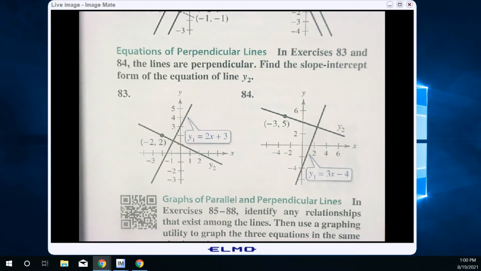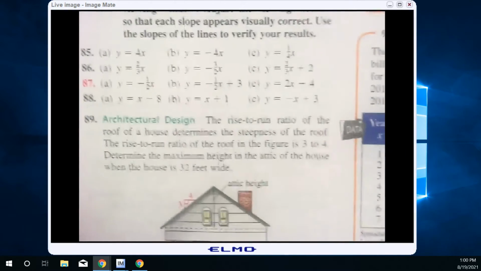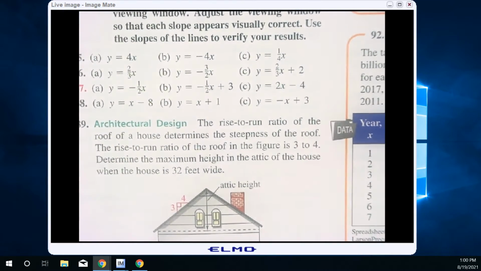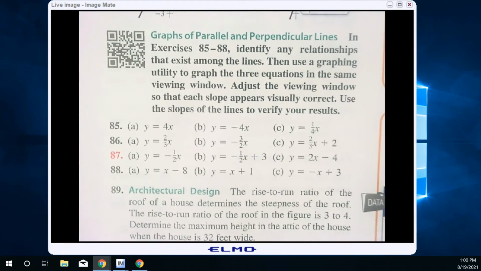All right, moving on. Graphs of parallel and perpendicular lines. They give you A, B, and C. Identify any relationships that exist among the lines. 85. What is the relationship between A and B if it exists?